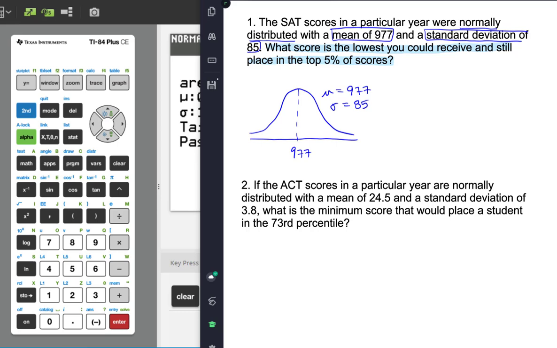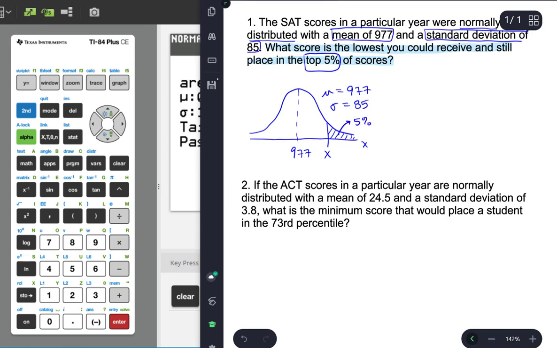So the answer is going to be like 1,010, for instance. It's going to be something relative to those values. It's an x value. And if you'll recall, this axis is the x-axis. So what we're looking for is some value along this x-axis that represents the top 5%. Well, the top 5%, that right there tells me that I'm looking for the value x such that the area to the right of x makes up 5% of all the data in the distribution.